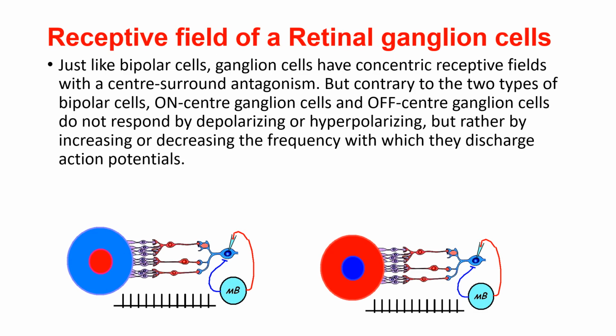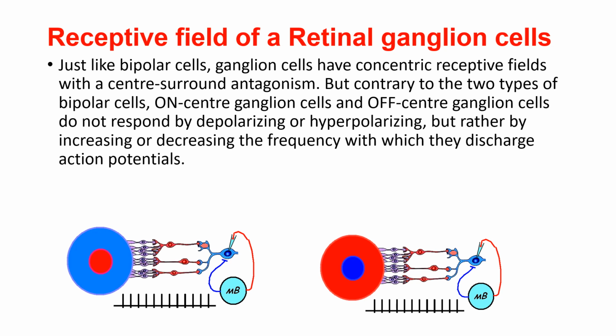Just like bipolar cells, ganglion cells have concentric receptive fields with a center-surround antagonism. But contrary to the two types of bipolar cells, on-center ganglion cells and off-center ganglion cells do not respond by depolarizing or hyperpolarizing, but rather by increasing or decreasing the frequency with which they discharge action potentials. The organization of ganglion cells' receptive fields, composed of inputs from many rods and cones, provides a way of detecting contrast, and is used for detecting objects' edges.